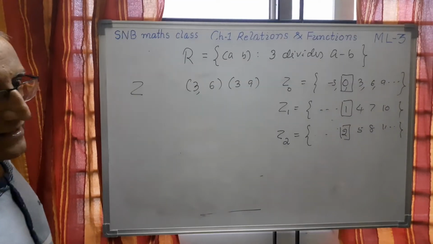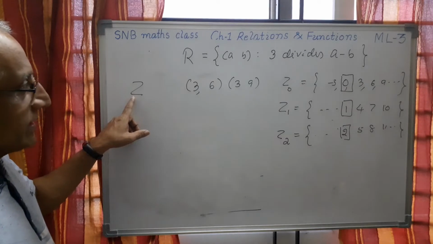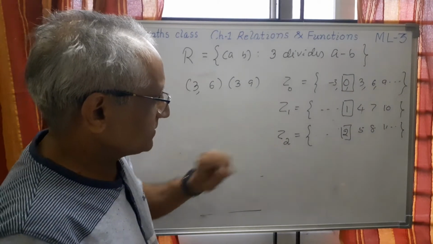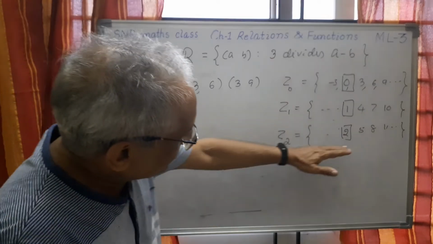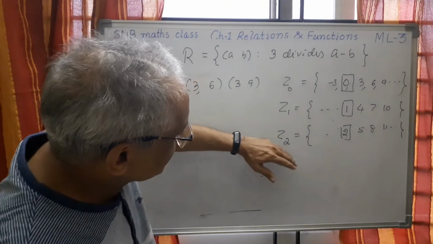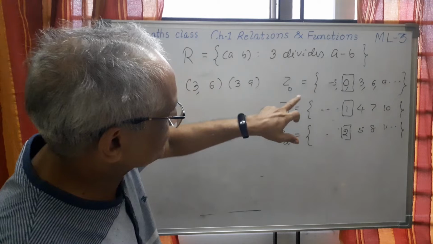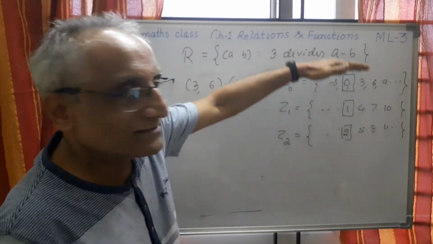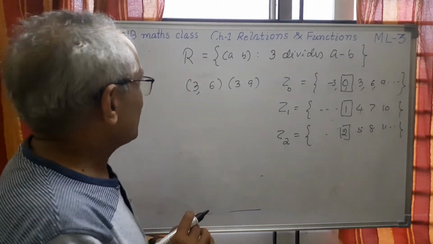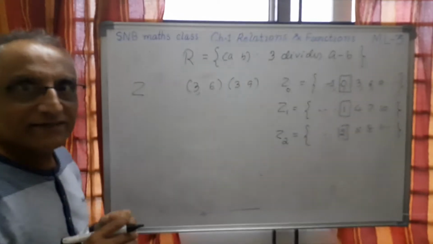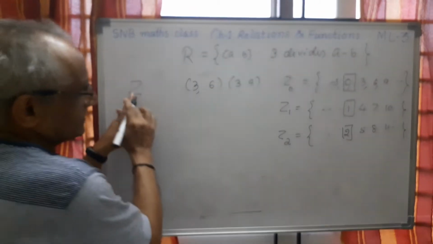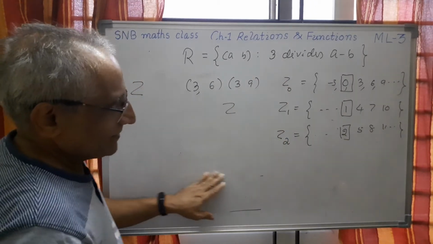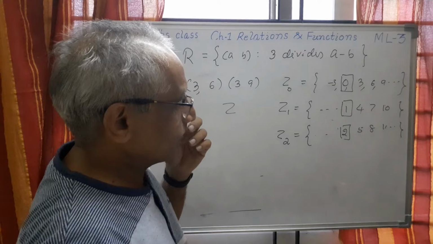So what I have done is Z is divided into 3 sets, Z0, Z1, Z2. And I can't go further because Z3 is here only. Z3 means I have to take 3, but 3 is already here. So all the numbers are repeated. So this relation actually divides the set Z into 3 subsets. Now these subsets have two properties.